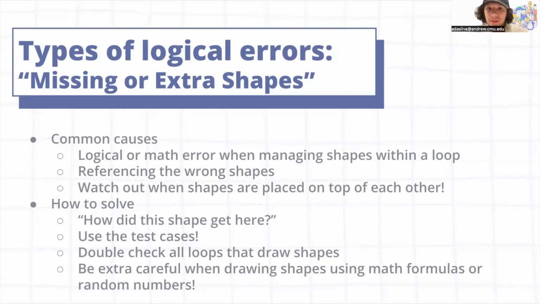To begin with, we'll start with missing and extra shapes. Some common causes are logic or math errors when managing shapes within a loop, or referencing the wrong shape. We have to watch out for when shapes are on top of each other, for example. And how can we solve this problem? Well, we can use test cases. The unit tests that we give to you help you determine whether you have the right shapes in the right places, or if you have too many or too few. And you can code trace and check all the loops when you're drawing the shapes and make sure all your math formulas and all random numbers are correctly done.